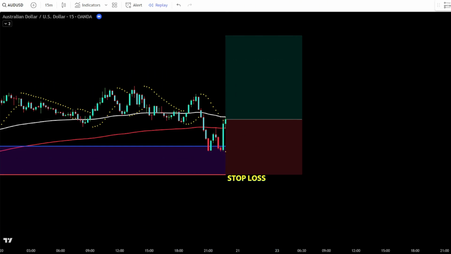Set the stop loss at the lowest OTT line. Use a take-profit target with a risk-to-reward ratio of 1 to 1.5.